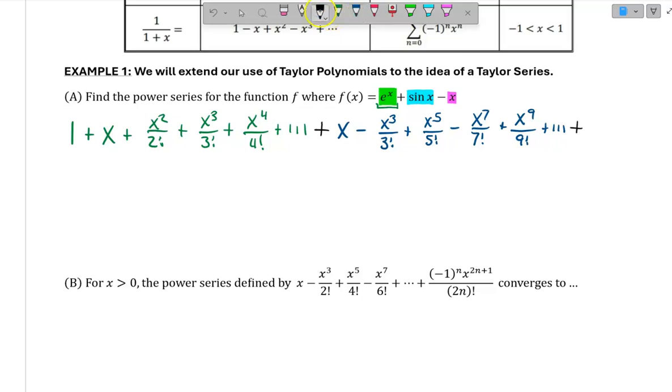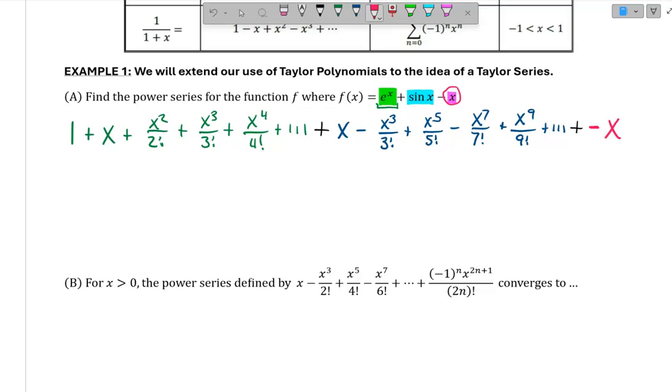And then the final thing we have is, well, this is not one of our transcendental functions. This is just plain old x. So if you already have something as a polynomial, we don't need to write it in a series form because it's already in a polynomial form. So we'll just go ahead and write minus x at the end of it. Okay. So we've technically answered the question.